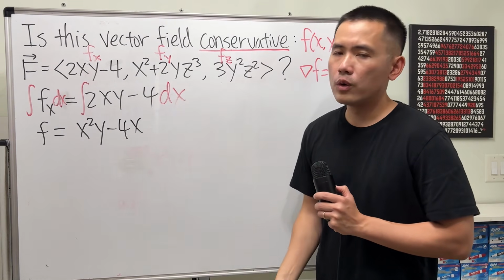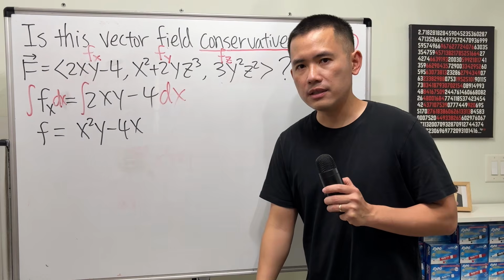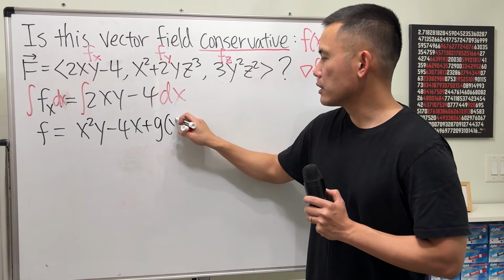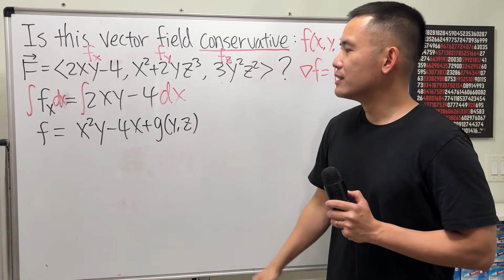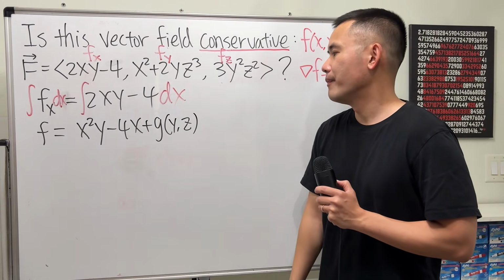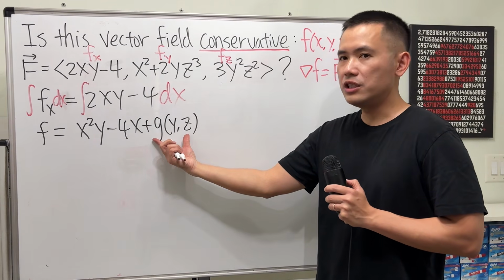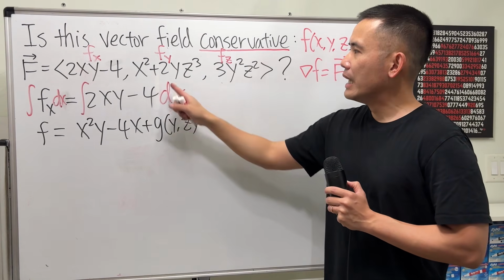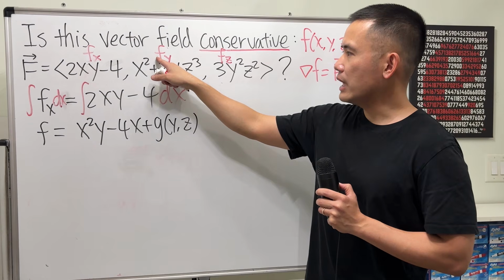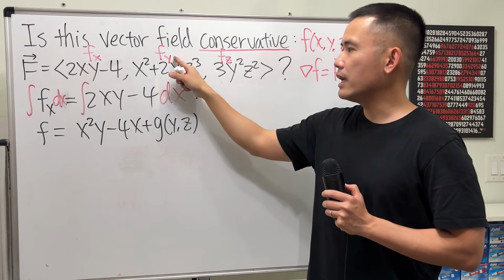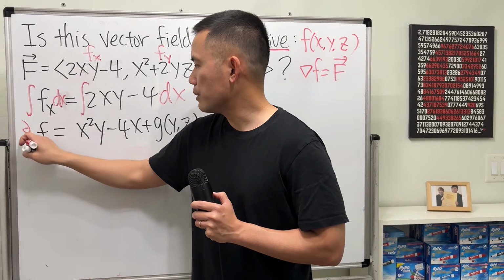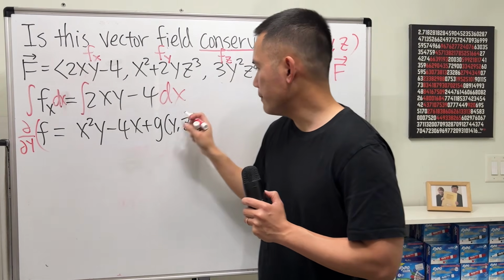But in the x world, y and z are both considered constants. So we add a function, let's say g, in terms of y and z. So that's how the function looks like. Now, we just have to figure out what g is. We will have to use this and that to help us out. This means we look at the function f and do the partial with respect to y, and we end up with this. So I will look at this equation and do the partial with respect to y.